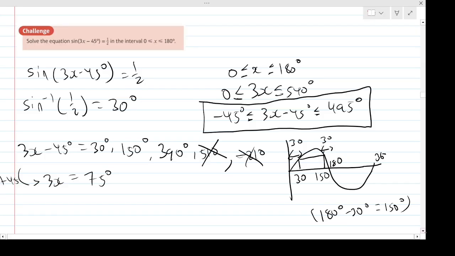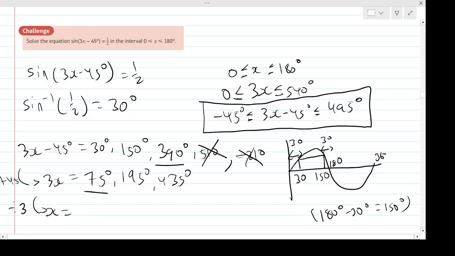And then if I add 45 onto 150, I get 195. Then if I add 45 onto my final answer, 390, I then get 435. Cool. So that's 3x then. So lastly, to get x, I then need to divide everything by 3. So then I get x.